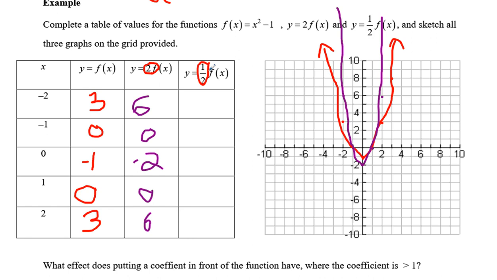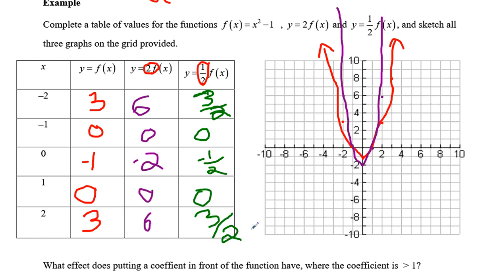Now, this guy is a vertical stretch by a factor of a half. Now, what does that mean? 3 is going to become 3 halves, or 1.5. That's not a negative. That's just a really big 3. 3 halves. Half of 0 is still 0. Half of negative 1 is negative a half. Half of 0 is still 0. And half of 3 becomes 3 halves.